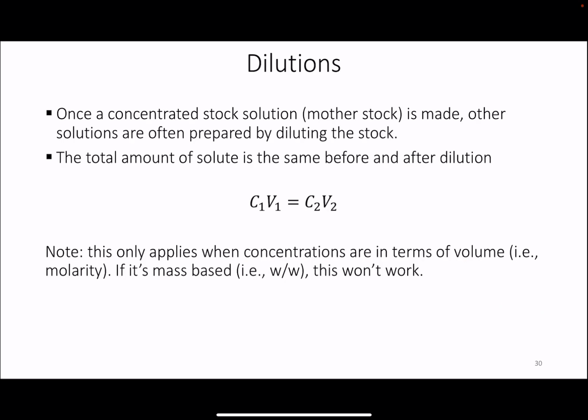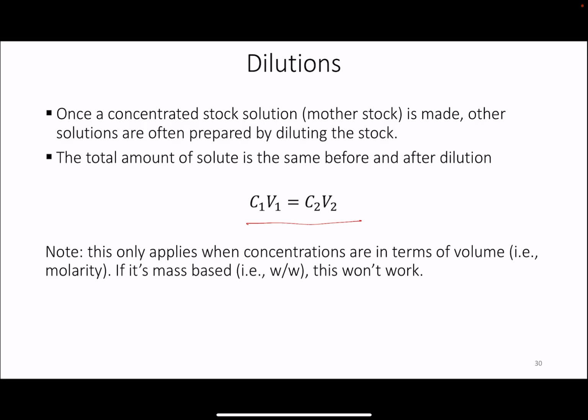Now, once you have a concentrated stock solution, which we frequently refer to as the mother stock, you're going to need a bunch of concentrations of that to make a standard curve. We do that by diluting the mother stock. The easiest way to do that is C1V1 equals C2V2. In this case, the total amount of solute is the same before and after dilution.